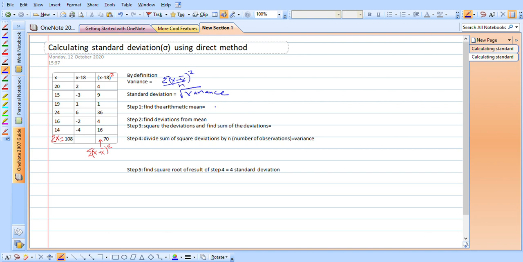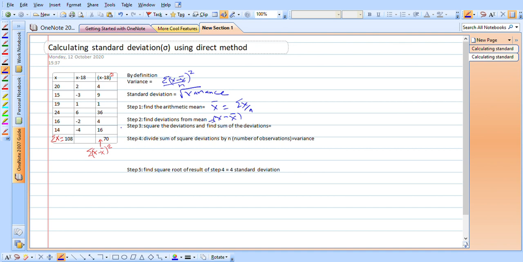So the first step is to find the mean for ungrouped data. x bar is equal to summation x over n. Then from there we find the deviations from the mean, that is, we look for x minus x bar, and this is demonstrated clearly in the table on the left hand side.